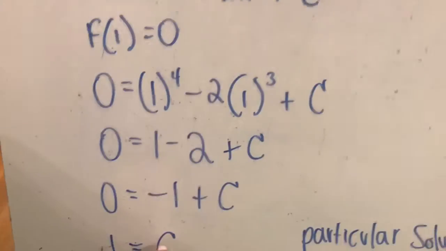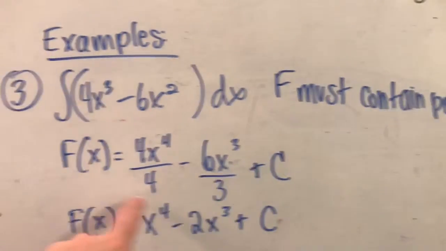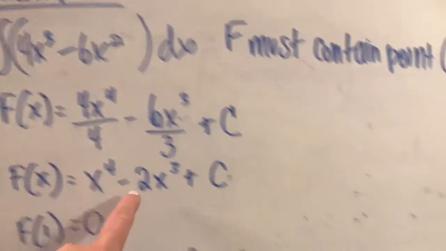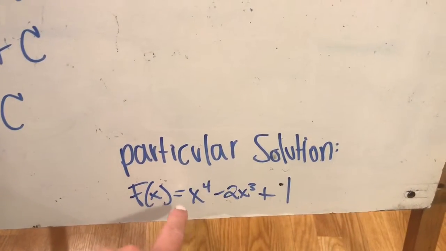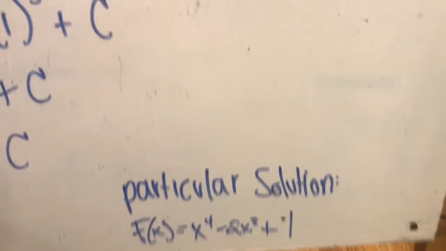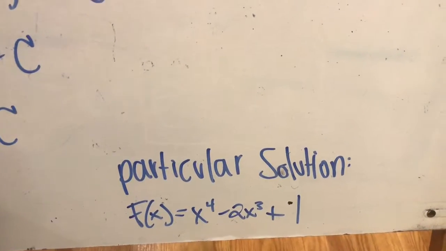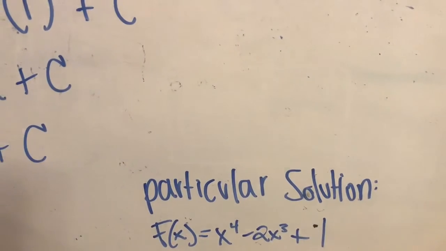Now that we have this c value and this indefinite integral solution, we bring it down here and rewrite the particular solution, which gives us x to the fourth minus 2x cubed plus 1. That includes the c value and the rest of the function, which gives you the answer to the indefinite integral.